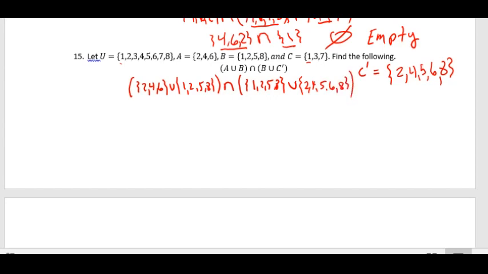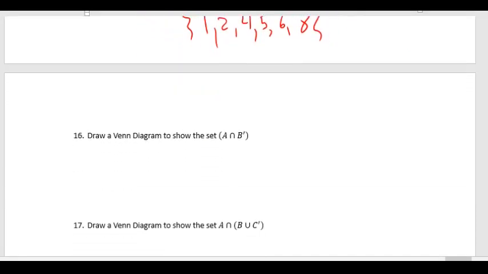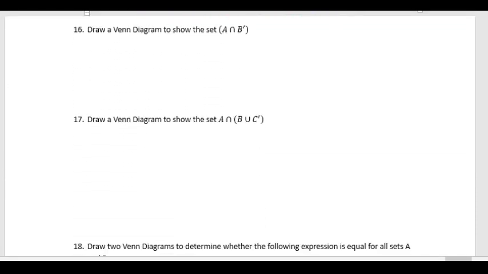So if we do the parentheses, we have A union B. That means put them all together. So we're going to have 1, 2, 4, 5, 6, and 8 intersected with these two, which are union, so we're going to put them together: 1, 2, 4, 5, 6, and 8. Now we take the intersection of these two, which means what do they have in common? They have 1, 2, 4, 5, 6. Okay, number 16. Draw a Venn diagram to show the set A intersected with B.